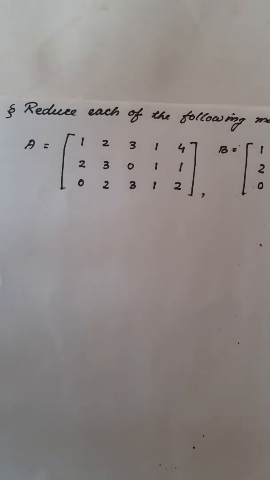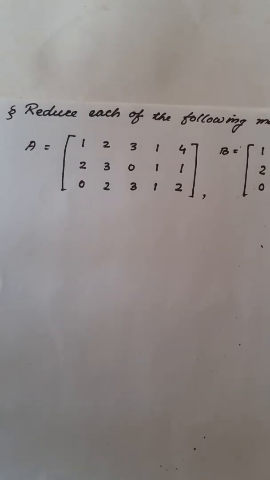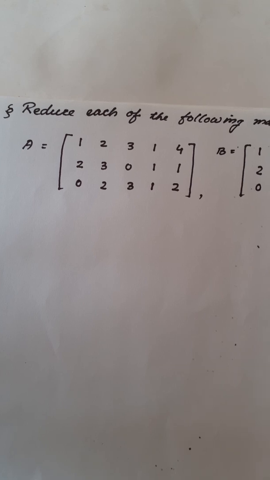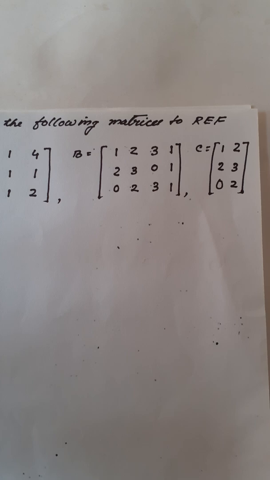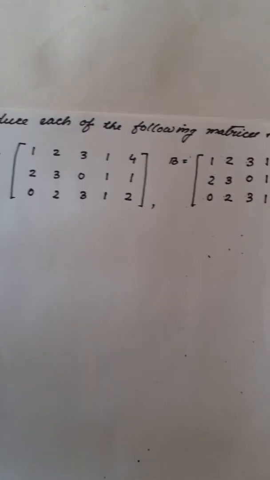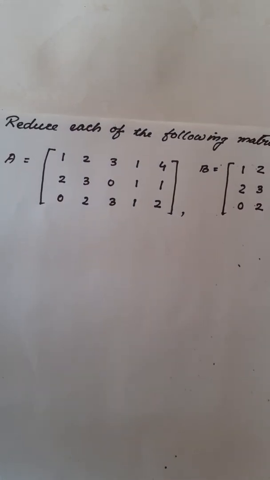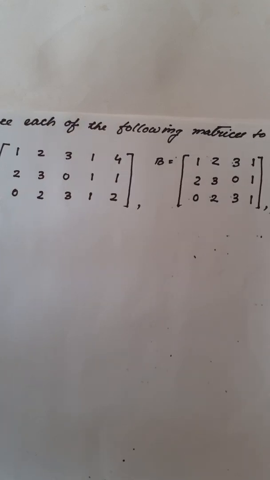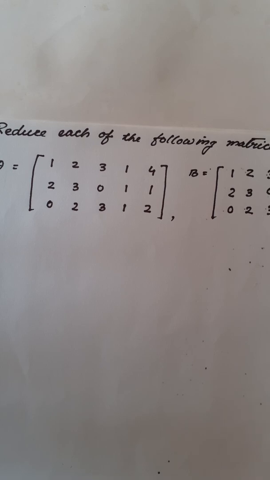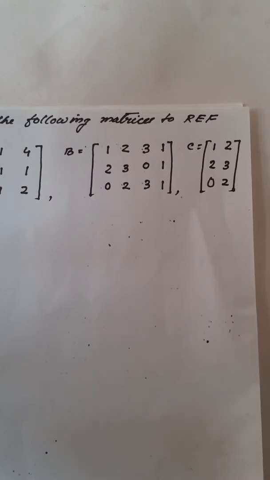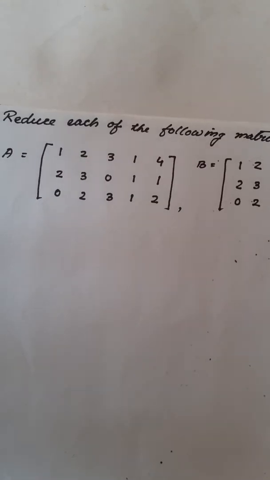We are going to find now the row echelon form of three matrices together. This is matrix A, this is matrix B and C. Notice that the columns of matrices B and C are similar to that of matrix A. In fact, the columns of B are nothing but the first four columns of A, and the columns of C are nothing but the first two columns of A.